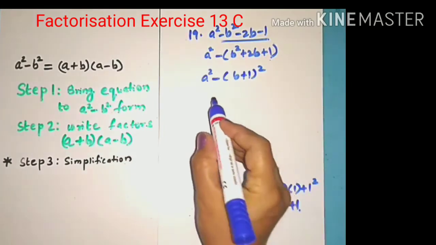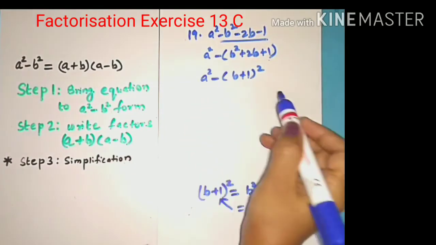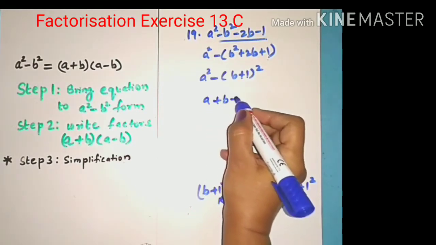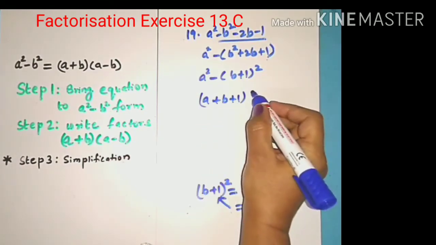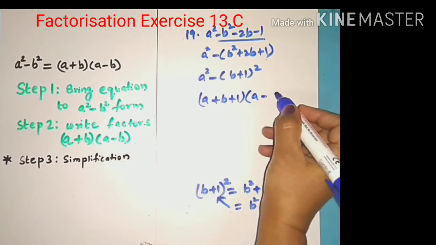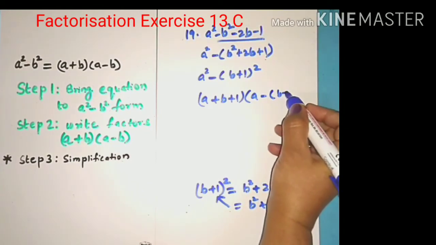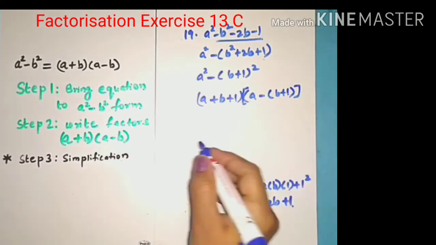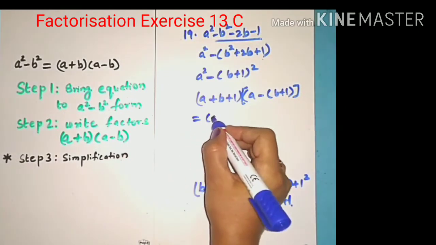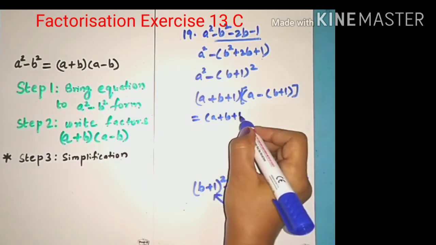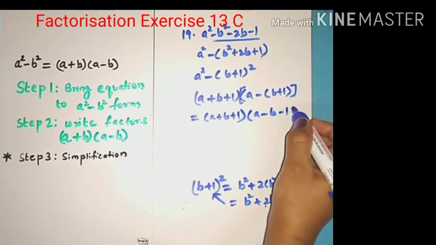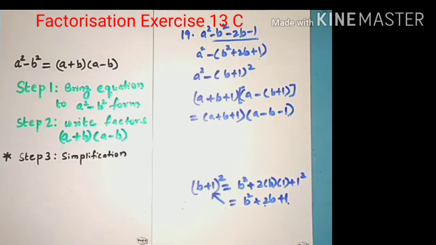So we have this in a square minus b square form. We will write factors: a plus (b plus 1) in one bracket, a minus, again we will put a bracket because minus sign is there, is equal to (a plus b plus 1) and (a minus b minus 1) in another bracket.